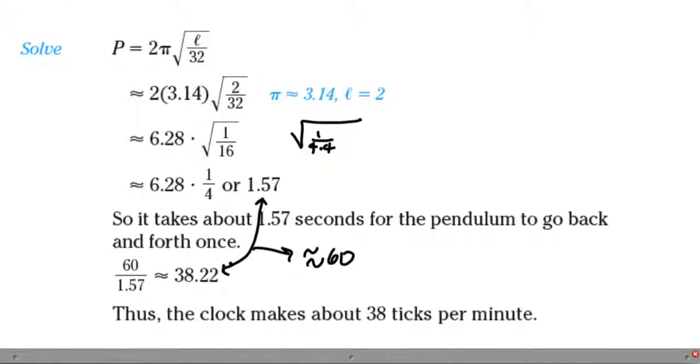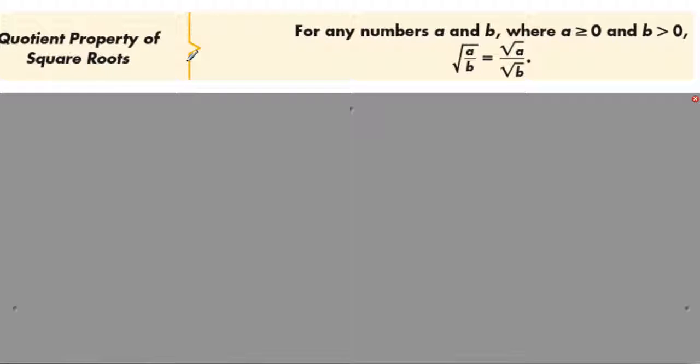Let's go to the next concept, which is the quotient property of square roots. For any numbers a and b where a is greater than or equal to 0 and b is greater than 0, radical a over b is the same as radical a all over radical b.